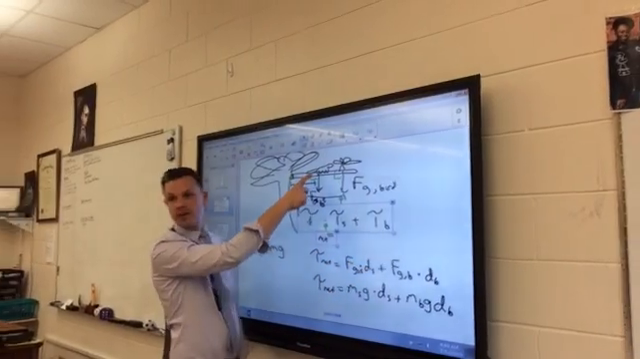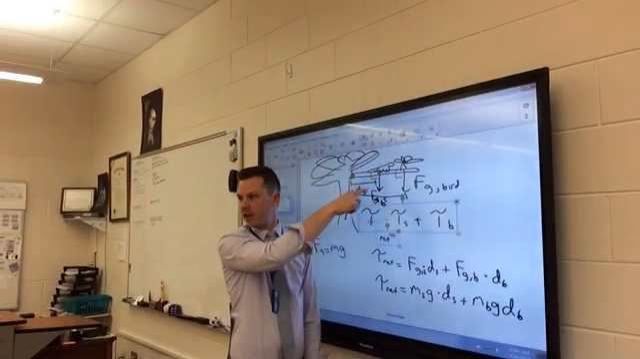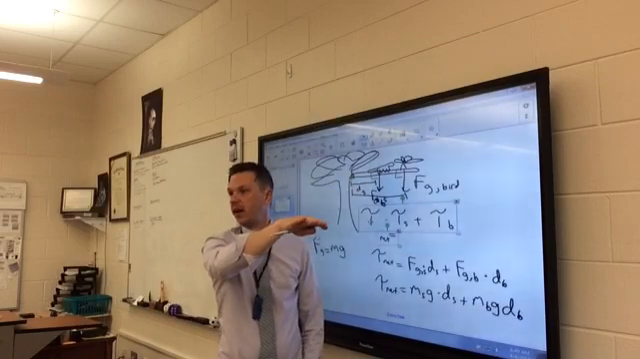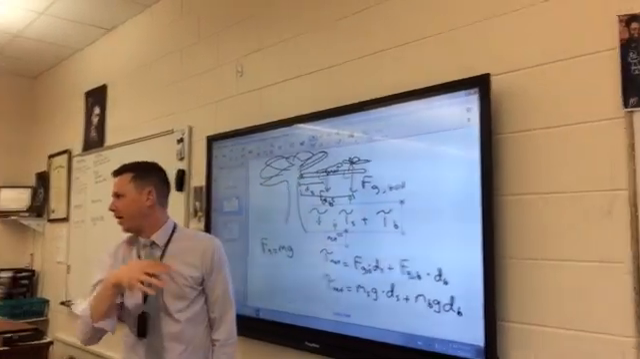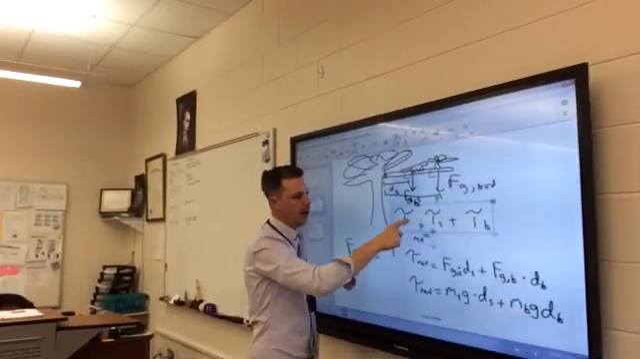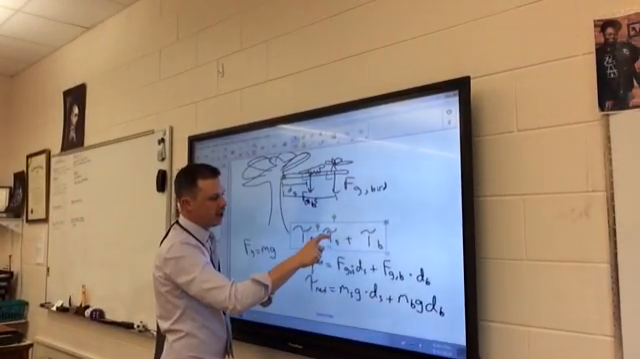In this case, if we're dealing with the weight of an object acting on a horizontal thing, the sine theta is going to be 90 degrees. So we're just going to make that go away because it's times 1.